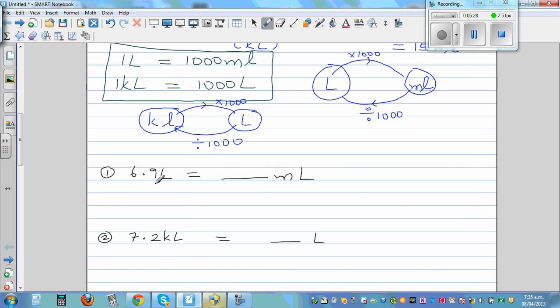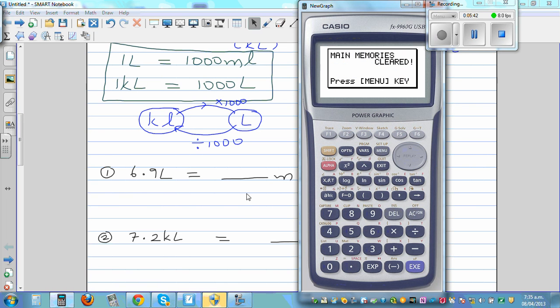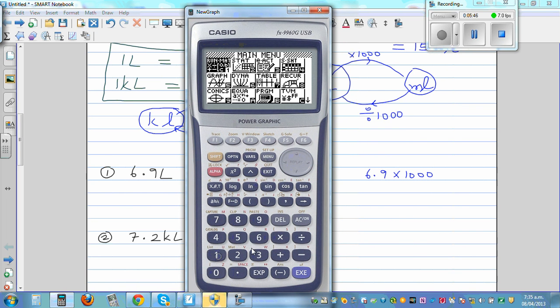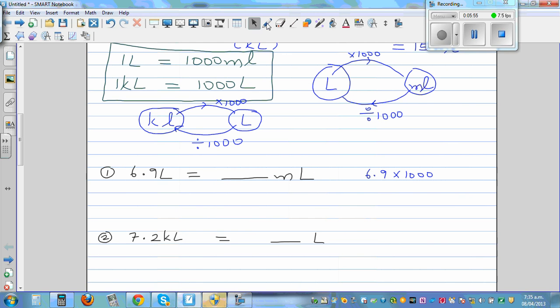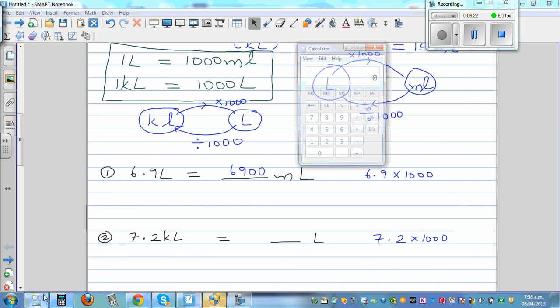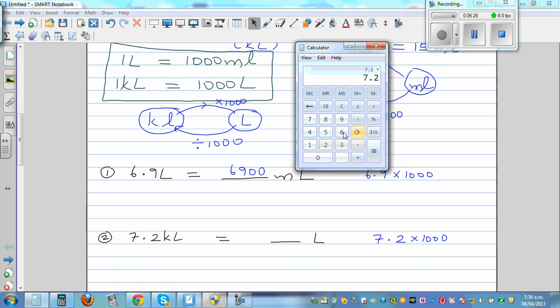6.9 liters. From liters you want to change into milliliters, so you have to multiply. It's 6.9 times 1,000. I'll get my calculator out. 6.9 times 1,000 is 6,900 milliliters. Now from kiloliters you want to change into liters. Is the number going to get bigger or smaller? It's going to get bigger. The same process, it is 7.2 times 1,000, which is 7,200 liters.